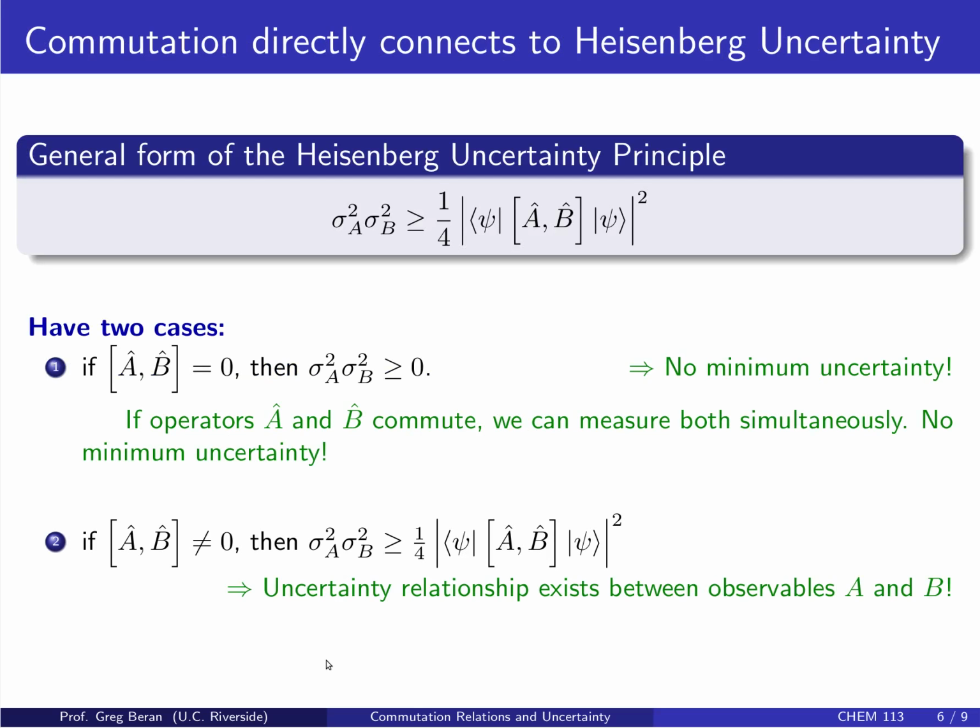The reason we care about these commutators is they are directly related to the ideas of Heisenberg uncertainty. In particular, you can derive a general expression for the uncertainty relationship between any two observables, A and B, based on the commutator of their operators. So in particular, the uncertainty in A squared times the uncertainty in B squared is greater than or equal to 1/4 the modulus squared of the expectation value of this commutator with some generic wave function psi.